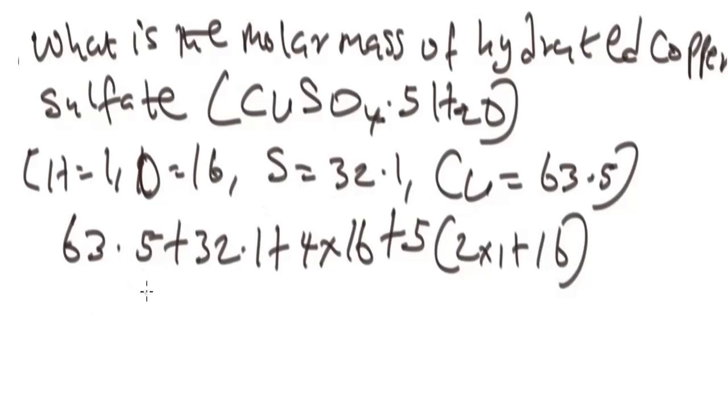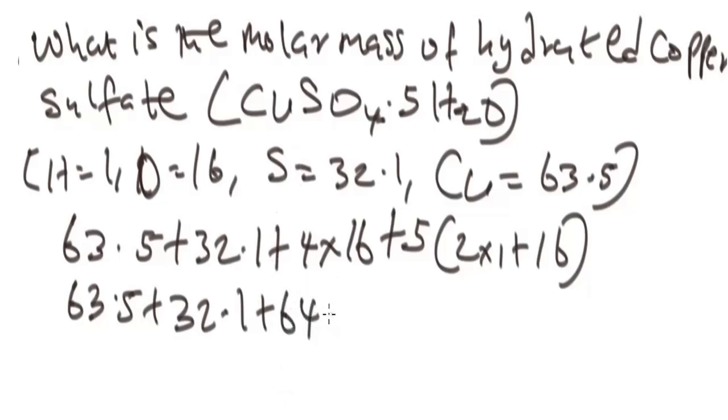When you break this down more, you're going to have 63.5 plus 32.1 plus, when you multiply 4 by 16, 64. Then plus 5 times, 2 times 1 here is 2, so 5 times 2 gives us 10, plus 5 times 16 gives us 80. So let's punch the calculator to get the sum total.